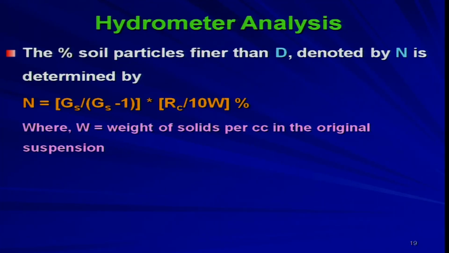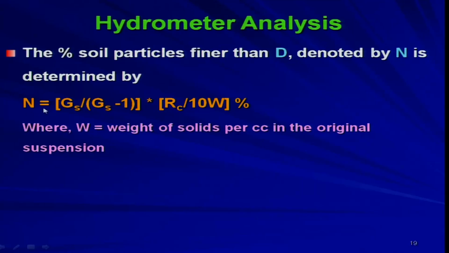So, the percentage of soil particles finer than capital D, as we did for our sieve analysis, similar thing we are also doing here, that is the percentage finer. So, the percentage of soil particles finer than capital D, whatever we have just calculated, denoted by say n, is determined by this expression. If you use this expression, everything is known to you. GS is known to you, and RC of course is known to you, and W is the weight of solids per cc in the original suspension. That we know from the starting point of our experiment. So, from this expression basically we can calculate n.